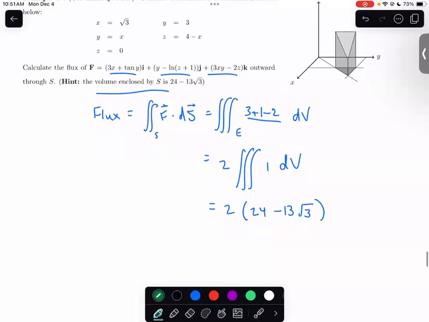Really quick, an alternative question here. Suppose I did everything the same, but I said calculate the flux of our vector field inward through S. So all I do is change, instead of calculating an outward flux, I'm interested in calculating an inward flux. How does that change my answer?